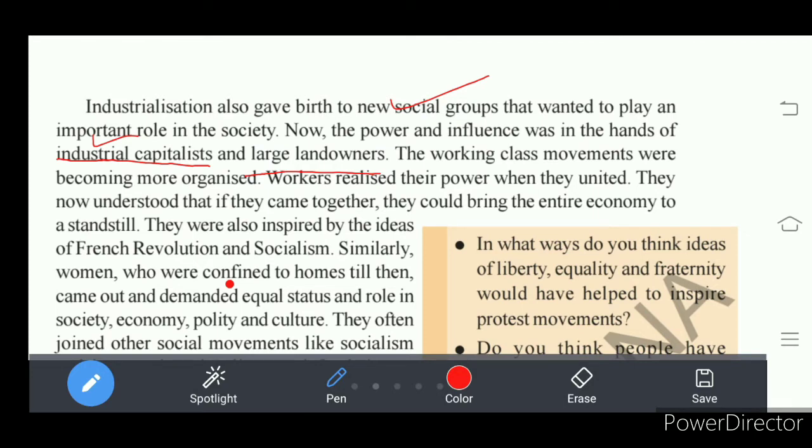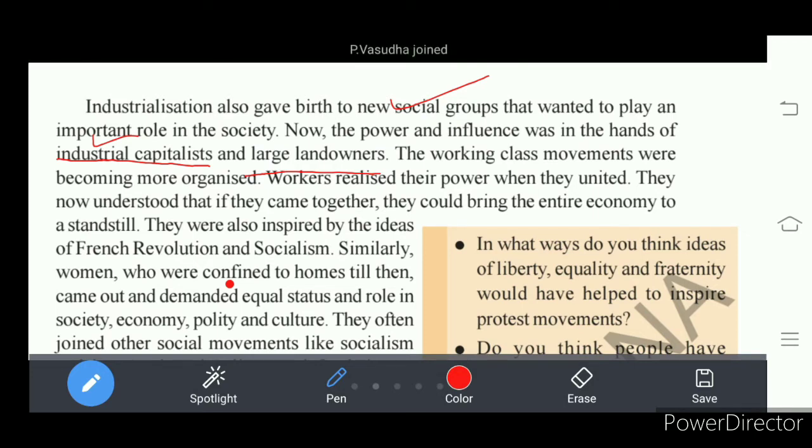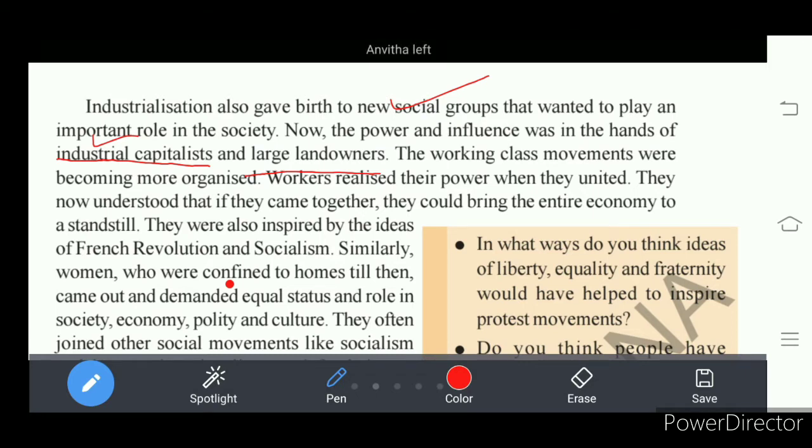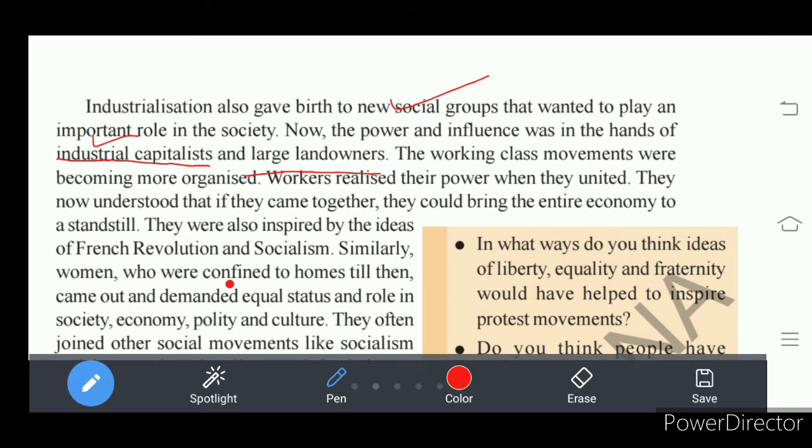These are large landowners who are wealthy and wanted to earn much profit. They started establishing industries, and they dominated the society. So they played an important role in society. Against these industrial capitalists and large landowners, workers also started their movements, which we call working class movements.